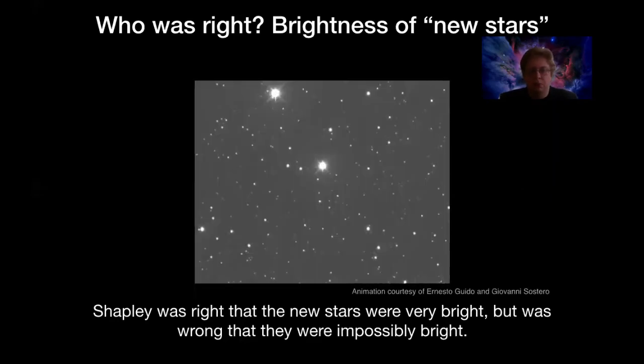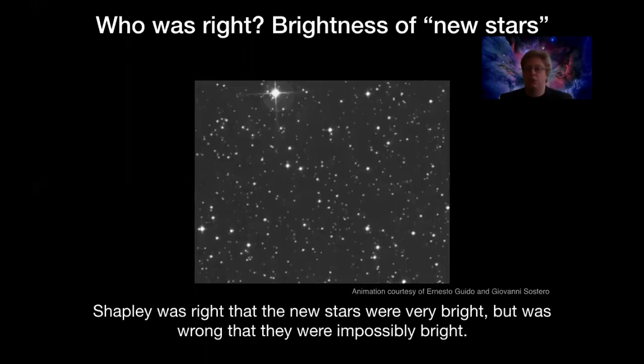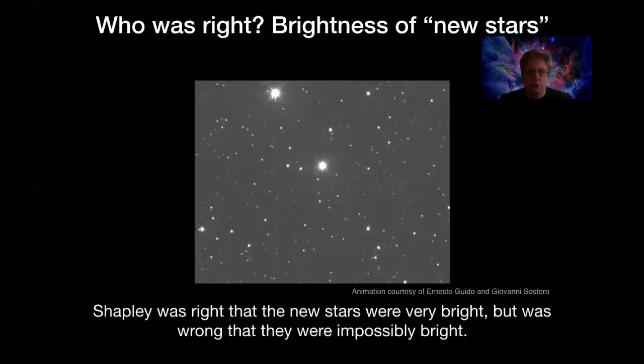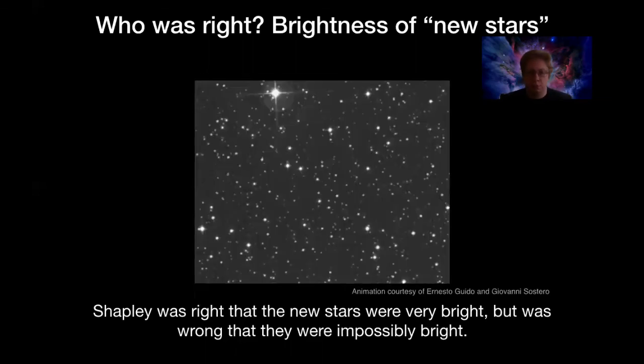Eventually, we've come to learn that some of these nova were most likely what we call supernova, which means they're even brighter than typical new stars. And later on in the course, we'll go into what these nova and supernova actually are and what's causing these brightenings of light that Curtis and Shapley were debating about.